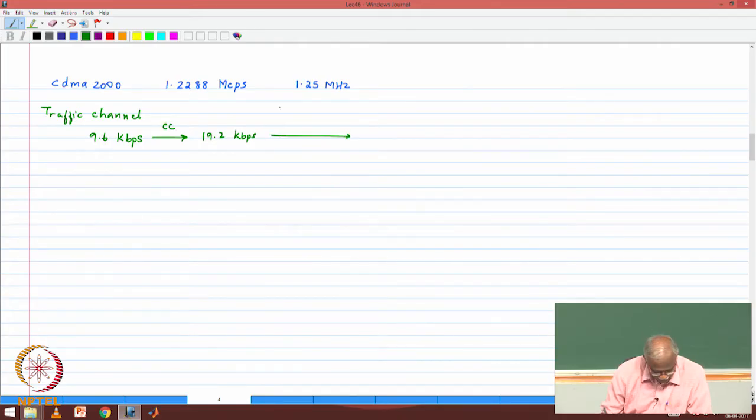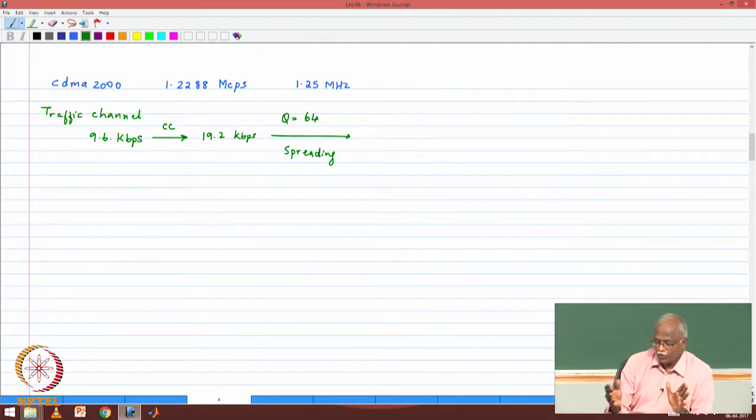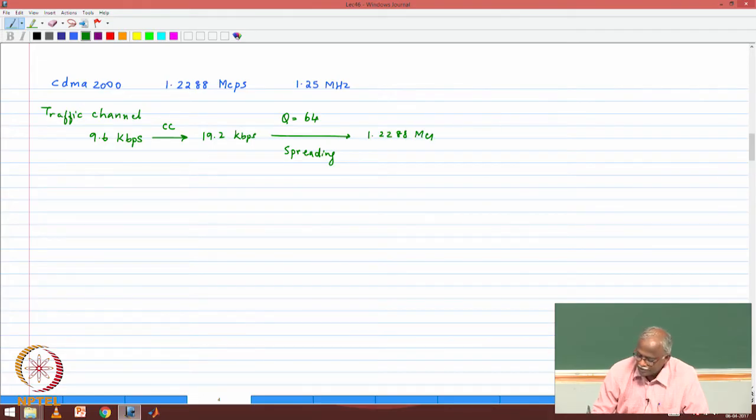The next step is the spreading. Q equal to 64 is the spreading factor that we use, and it is one of the codes from the length 64 Walsh-Hadamard sequences. This is the spreading operation. So there are 2 stages of bandwidth expansion. Coding expands the bandwidth, spreading expands the bandwidth, and eventually we get to 1.2288 mega chips per second. If somebody wanted more than 9.6 kilobits per second, you would have to give them multiple spreading codes.